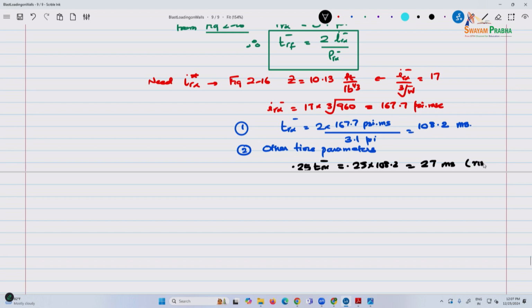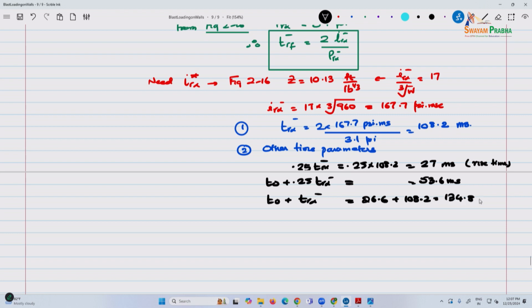This is again sort of the rise time. And then T naught plus 0.25, so comes to 53.6. And T naught plus TR alpha negative is 26.6 plus 108.2, which is, so these are the different time parameters.